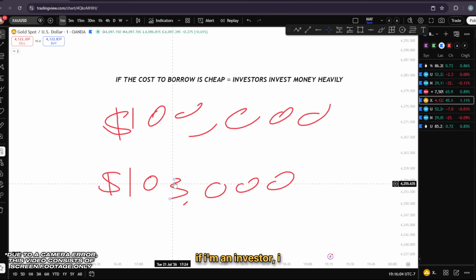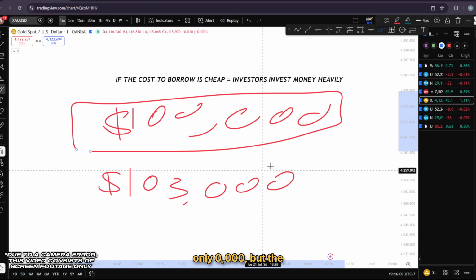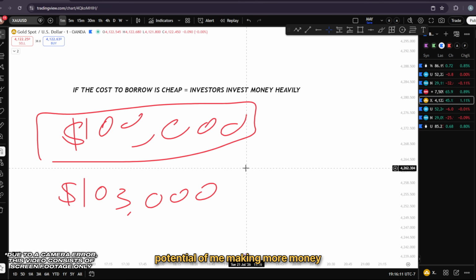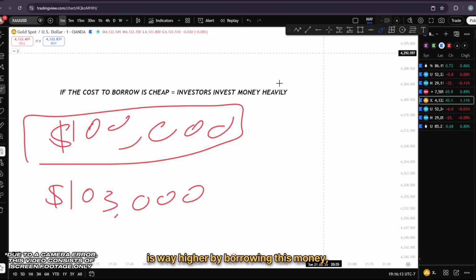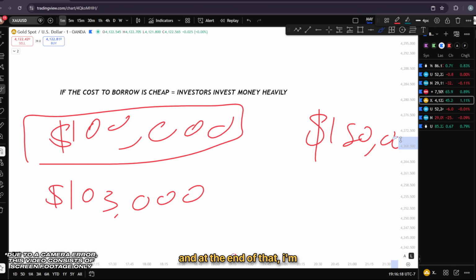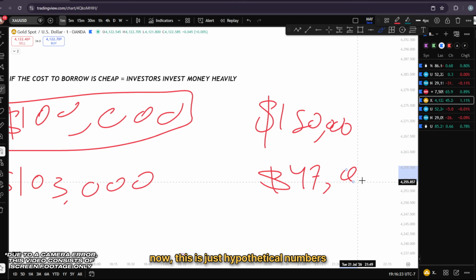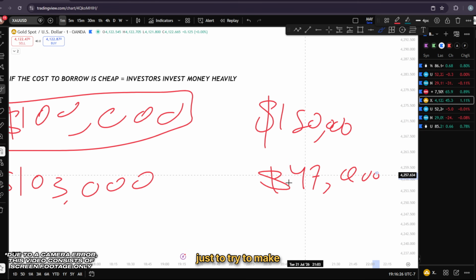If I'm an investor, I look at this opportunity and I say, okay, I can borrow this right here, only owe $3,000, but the potential of me making more money is way higher by borrowing this money. And maybe I turn this into $150,000, right? And at the end of that, I'm left with a $47,000 profit. Now, this is just hypothetical numbers just to try to make this easier for you guys.